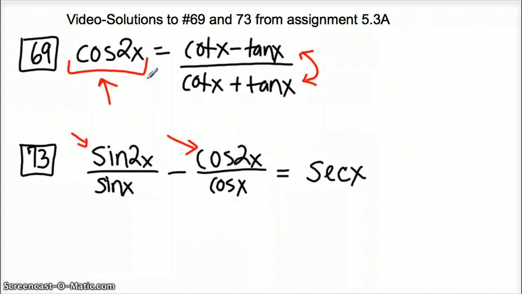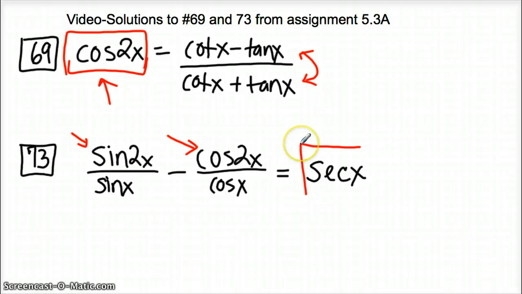Couple of other things. Remember this was a graph. This first on 69, this is the graph of cosine 2x that was given. And that's how you finish this identity, and same thing with this one. Secant of x was the graph that you saw in the book. So that's how you know what identity to verify. So pay attention and keep watching if you want to see more of a solution to 69 and if you've tried it and still don't know how to do it.